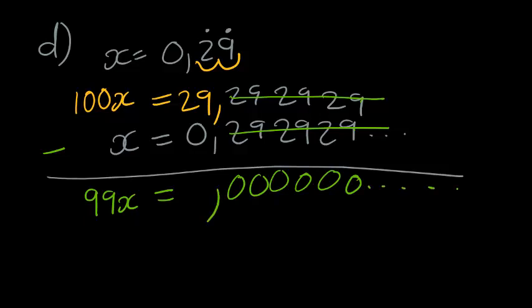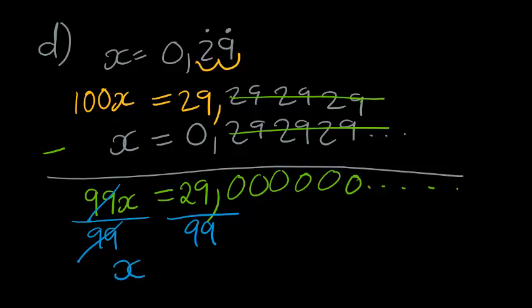So after my decimal, I have zeros. I have a whole number. 29 minus 0 is 29. So now I need to simplify. So I divide both sides by 99 because I want x alone. Divide by 99. On the left, it cancels out. So x is equal to 29 over 99. Since the number 29 is a prime number, this is my final answer.